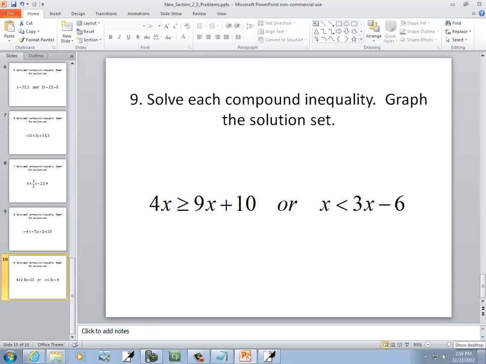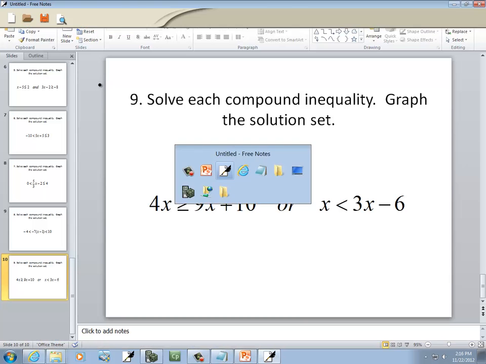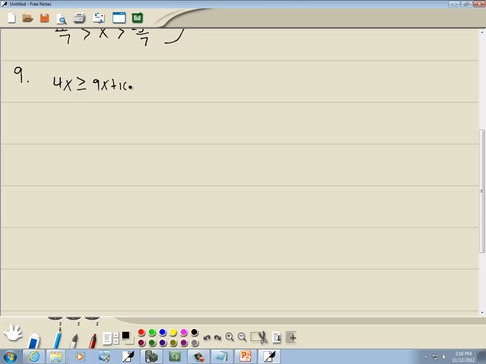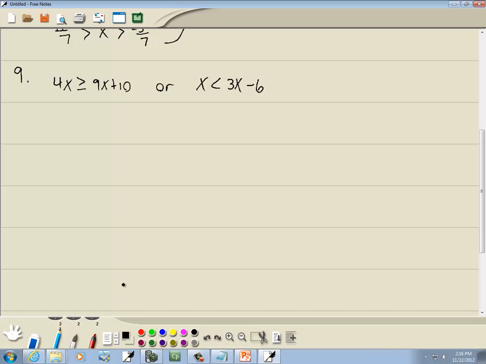And let's take a look at an OR problem. We've got 4x is greater than or equal to 9x plus 10, or x is less than 3x minus 6. If you remember what I said, if you have two inequalities separated by an or, or and, you solve each one separately. So let's do the one on the left here.